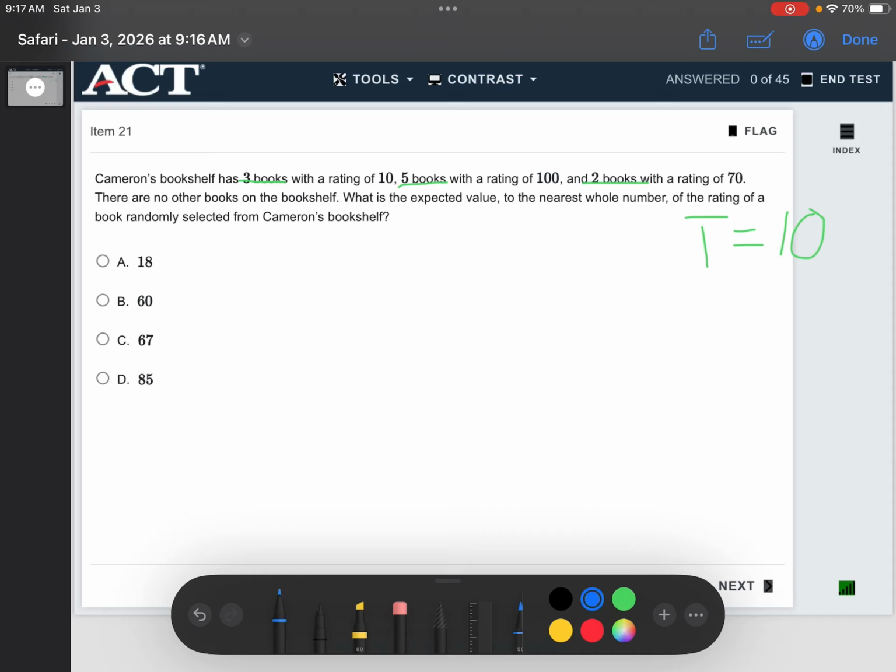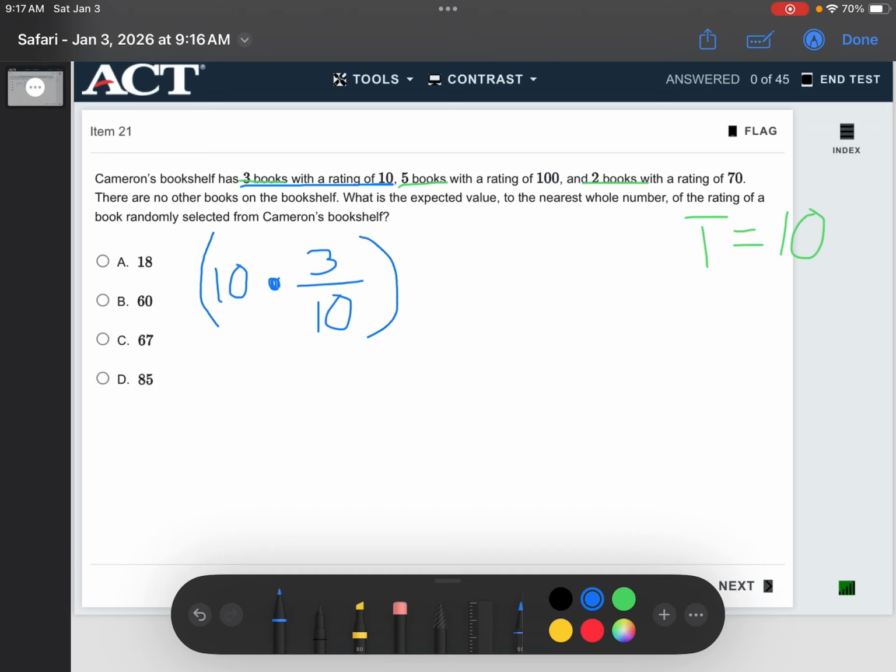So we have the 3 books here that have a rating of 10. The probability of getting a book with a rating of 10 is 3 out of 10, right? Because there are 3 of the total 10 books. And then what we do is multiply that by the rating. The rating it told us was 10 up here. So don't get confused, because we have a total amount of books of 10 and then a rating of 10. It's just a coincidence that those two things turned out to be the same.